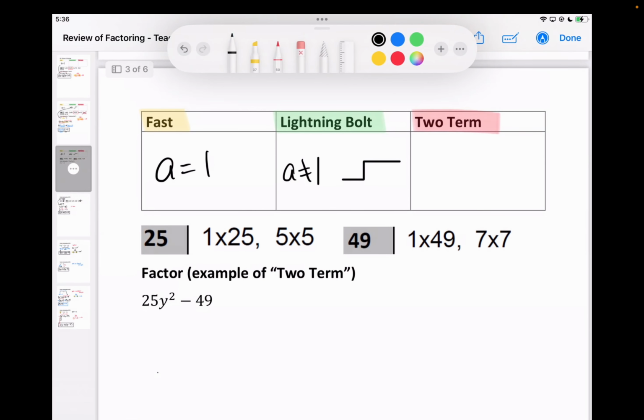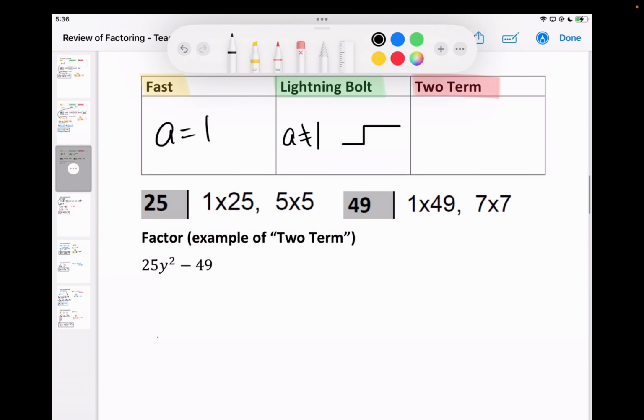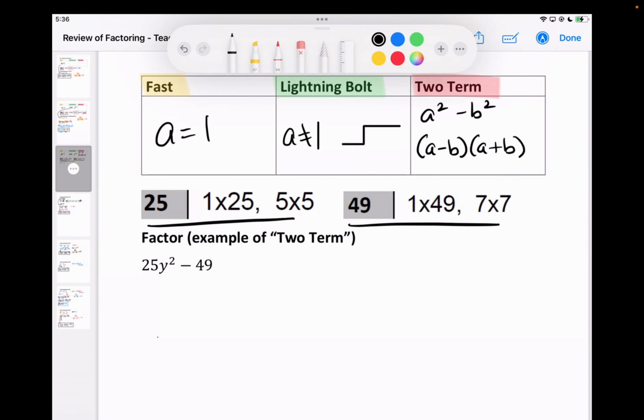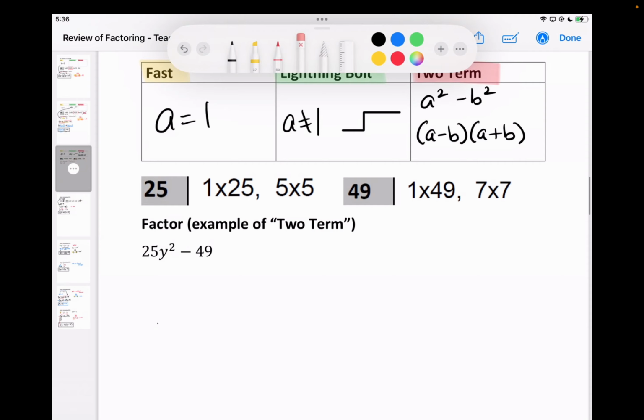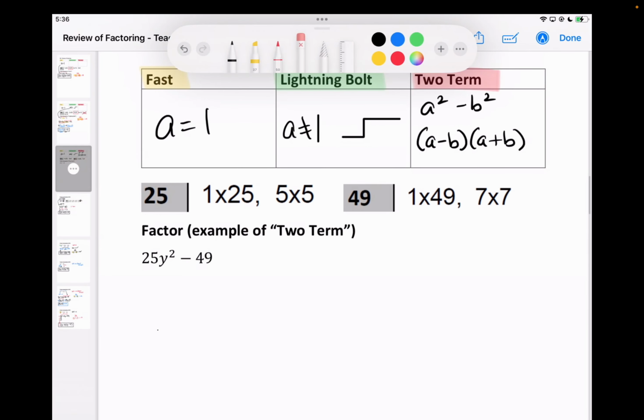So last we have the 2 term. I already showed you my 2 right here. That's okay. So those are the numbers we're going to use from the factor chart. I'll get to that in a second. 2 term is where you have 2 terms. They're perfect squares, so it factors to a minus b and a plus b. So like I said, I already pulled this from the chart, the factor pairs chart.